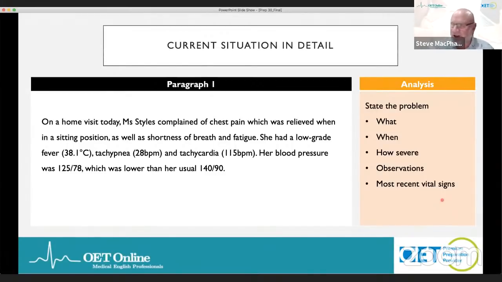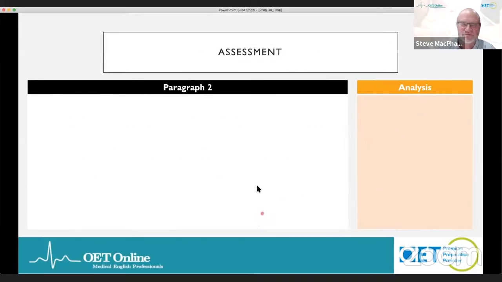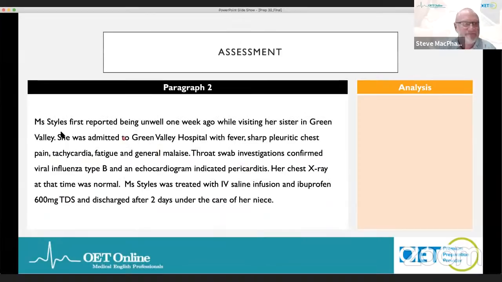All right, while I'm waiting for people to respond to that question, I think we'll move on to the next paragraph. I'll just give you a few seconds. All righty. Okay, well, now we're moving on to the assessment paragraph, everyone. Assessment paragraph. So here it is, everyone.